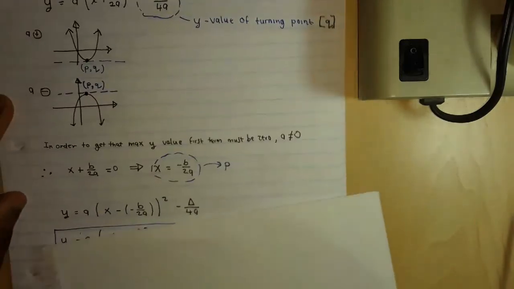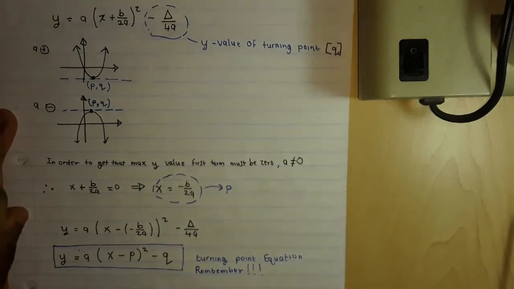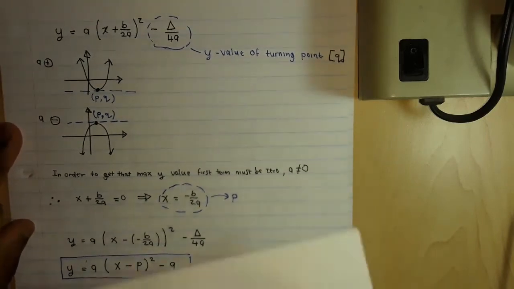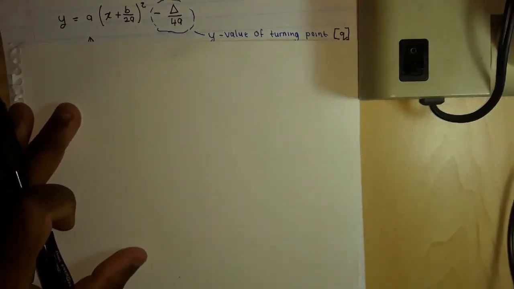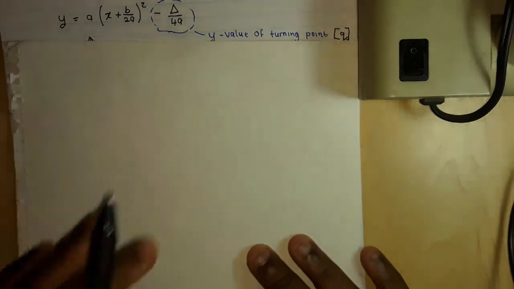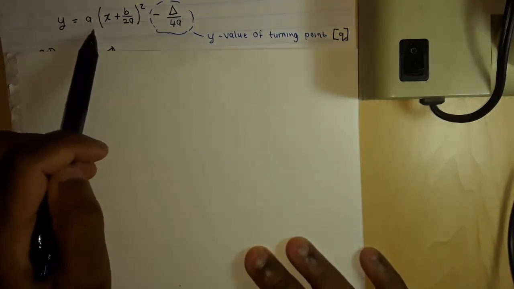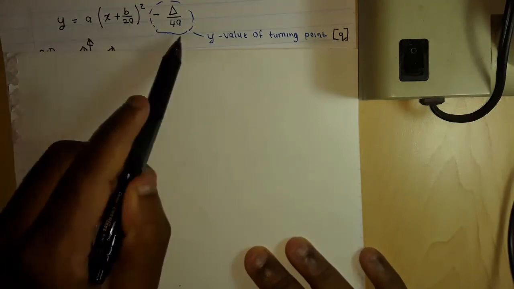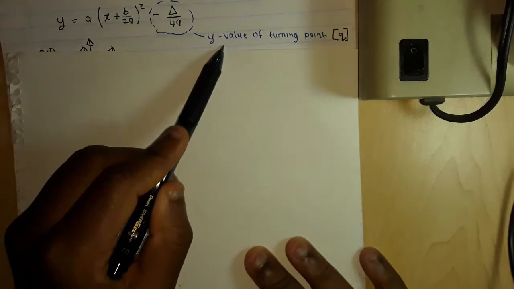So next up, we further analyze the equation that we had on the previous page. This is what we have. I want you to know that whenever we have written the new expression by completing the square, the new term that's left on the outside represents the y value of the turning point.